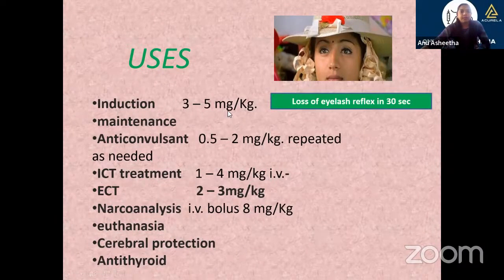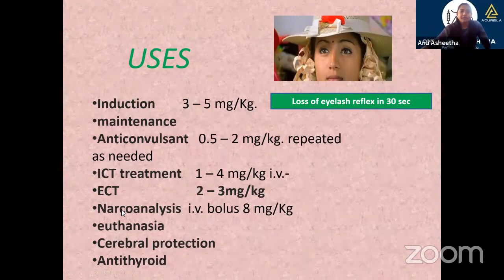Now, the induction dose is always 3 to 5 mg per kg. And maintenance, 3 to 5 mg per kg per hour. And the anticonvulsant dose is about 0.5 to 2 mg per kg, which can be repeated. In ICT treatment, intracranial tension, it is 1 to 4 mg per kg IV. And ECT, electroconvulsive therapy, this is controversial. As an anticonvulsant, this dose produces 0.5 to 2 mg. And in ECT, it is 2 to 3 mg per kg, but without any adjuvants or any preemptive analgesics.